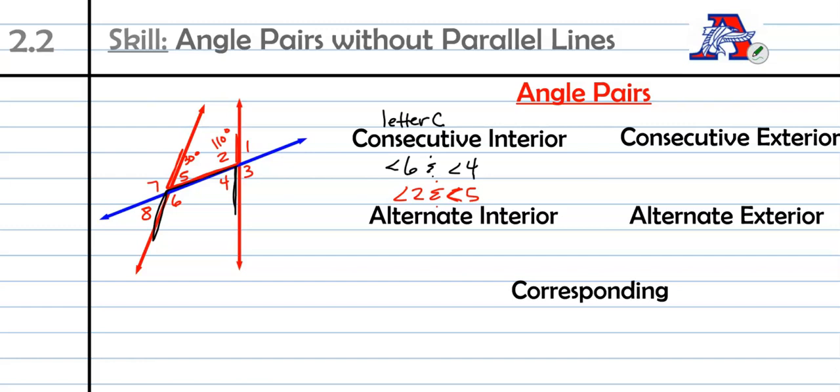Okay, now I'm going to go down to consecutive exterior. So they're going to be on the outside of the two lines, but they're consecutive. They're on the same side of the transversal. So angles 1 and 7 would do just that. They're both above the blue line. They're outside of those two lines. So we're going to write them down as consecutive exteriors, angle 1 and angle 7. And then we would also have angles 3 and 8. And again, no special relationship there.